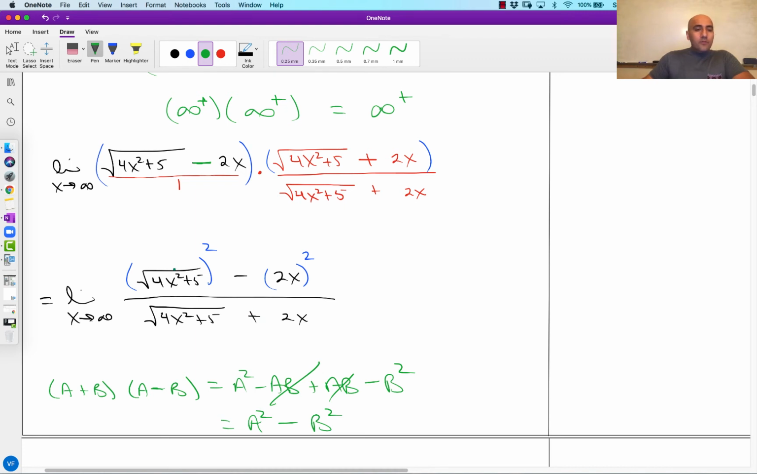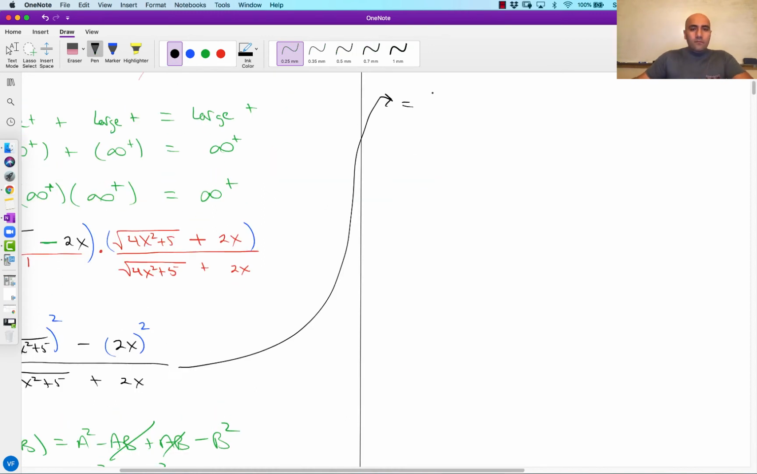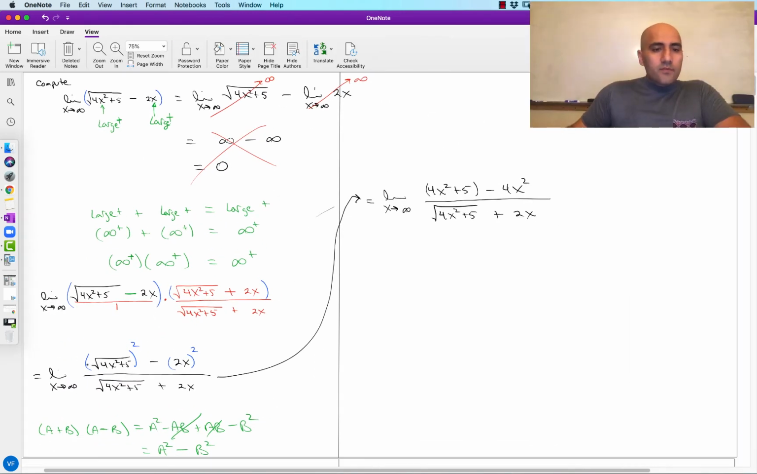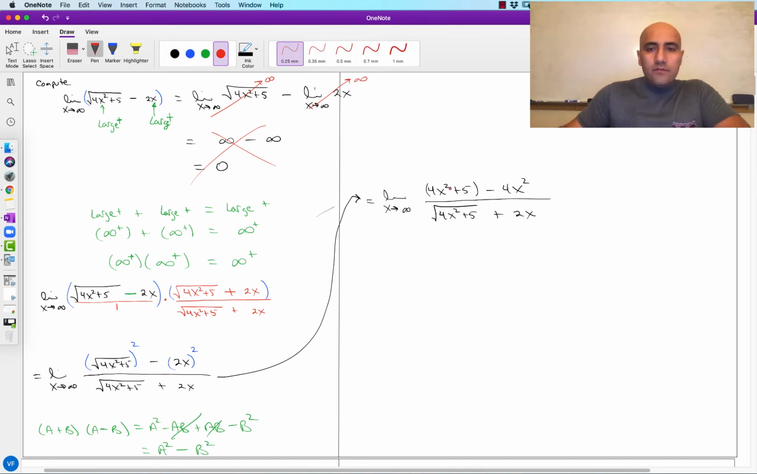Okay, so now the square root of all of this squared is just going to be whatever's inside here, right? The square root and the squared are inverse operations. They cancel each other out. So it'll be this minus 4x squared, and we're just left with 4x squared plus 5. That's how we get that. Minus 4x squared. And now those two will luckily cancel each other out. So this will cancel with that, and all that survives in the numerator is going to be that 5.